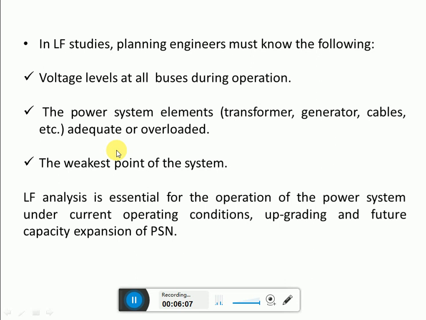So based on this, if we want to make some necessary changes in the power system layout, that also can be done with the help of load flow analysis, like upgrading the transmission lines, or maybe future expansion of the power system network. So in that case, load flow analysis is essential.